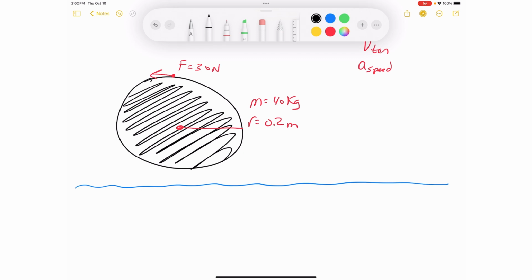Okay, what we have here is a disc. It's a solid disc, and it has a radius of 0.2 meters, and it has a mass of 40 kilograms. And someone has applied a force that's tangent to the disc, and it's 30 newtons. The question that we're trying to find is, what is the tangential velocity, and then I want to know what speed. I want to know the magnitude of the acceleration.